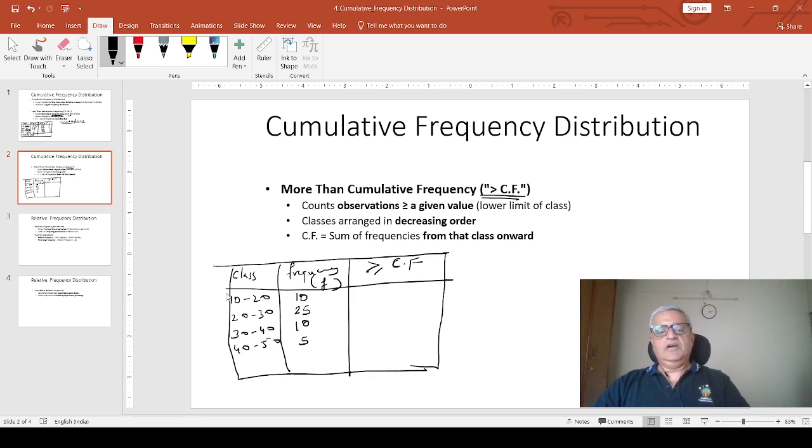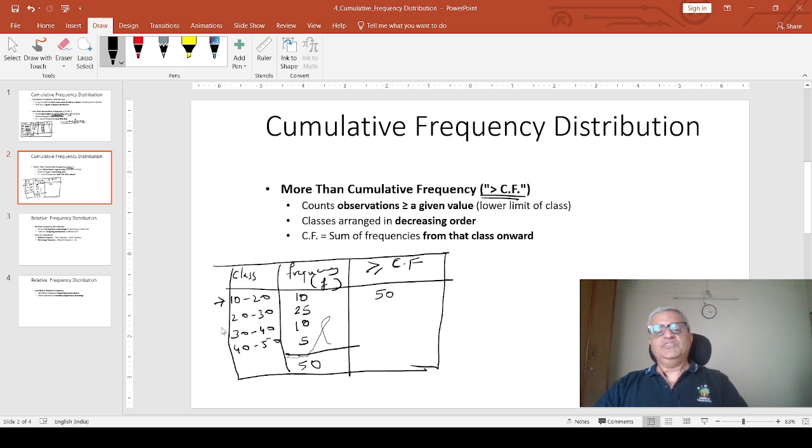Here I will consider the lower limit of each class and ask a question: how many elements are greater than or equal to 10? You will immediately find out the answer. If the total is 50, how many elements are greater than or equal to 10? All 50 elements are greater than or equal to 10.